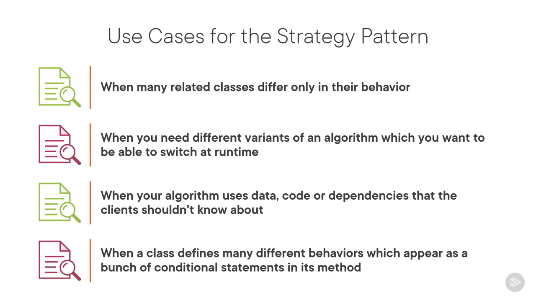Lastly, use it when a class defines many different behaviors which appear as a bunch of conditional statements in its methods. In other words, when you're dealing with large if or switch statements. And that's the example we started with. In the export format method, we had to look at the export format parameter to decide on CSV, JSON, XML, and so on. You can use the strategy pattern to avoid this.